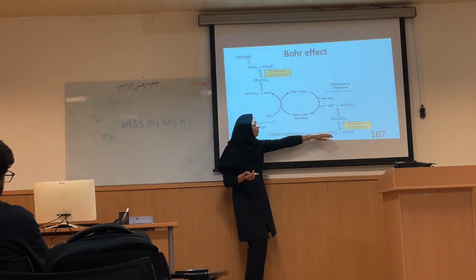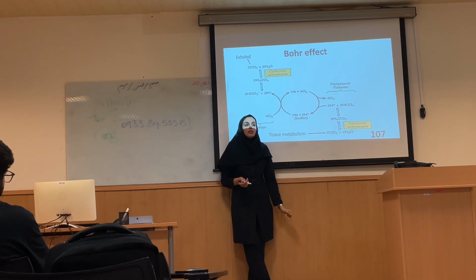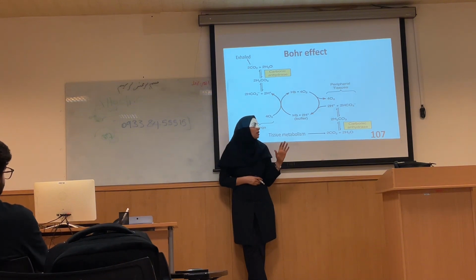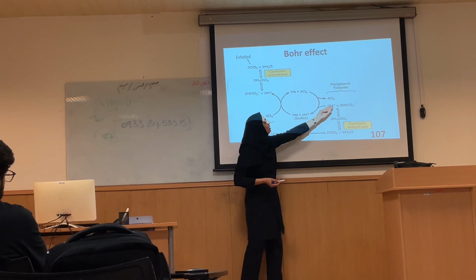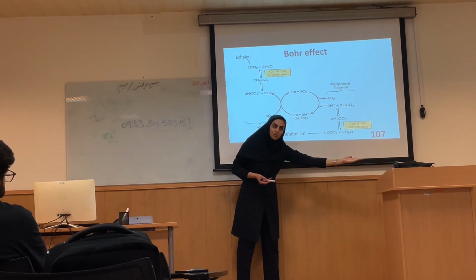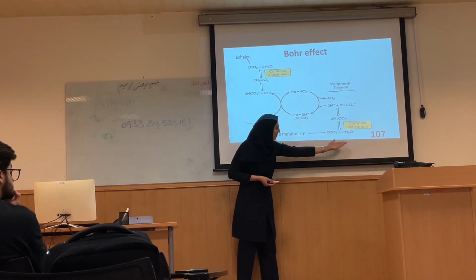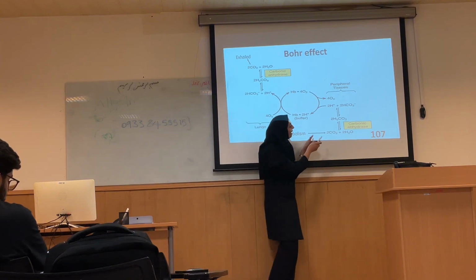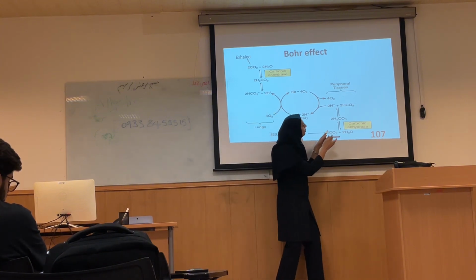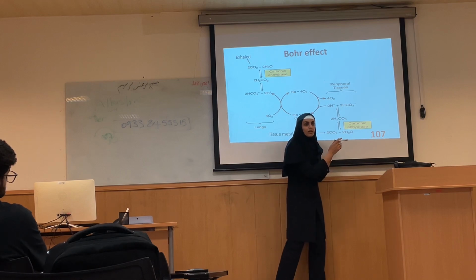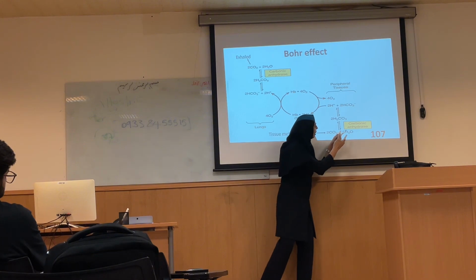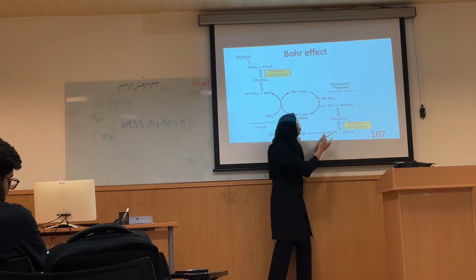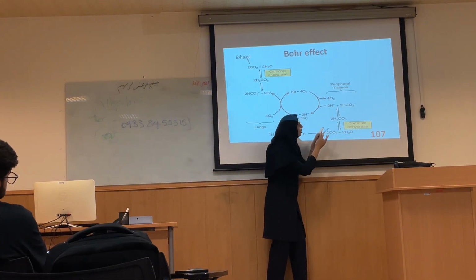Guys, here we have CO2 production in our tissues because of high metabolism. On the other hand, we again have increasing H plus and decreasing pH. Am I right? Because of high metabolism. Here we have an enzyme named carbonic anhydrase, that converts CO2 plus H2O to H2CO3.